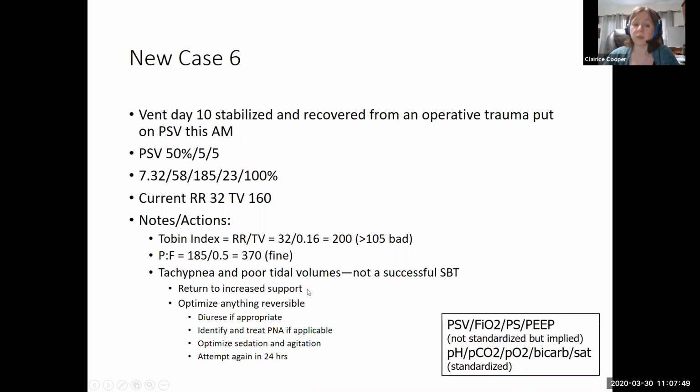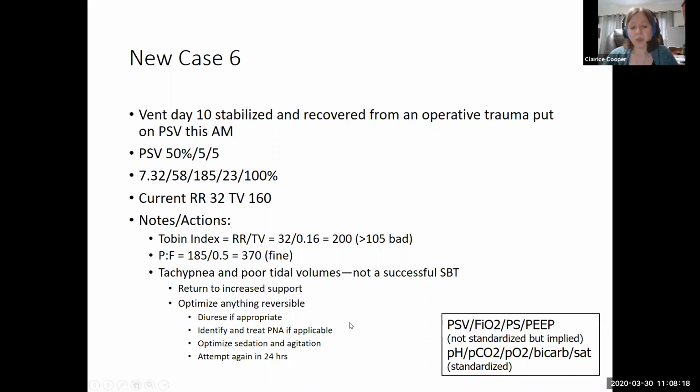So we're going to return this patient to increased support. That may mean going back to PRVC, or it may mean pressure support, but with a higher level of support, perhaps 5 and 10 or 5 and 15. And then we're going to look at what we can optimize for this patient. Do they need diuresis? Do they have a pneumonia brewing? Are they optimized from a sedation and agitation standpoint?